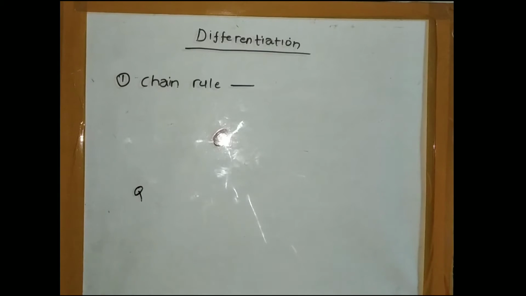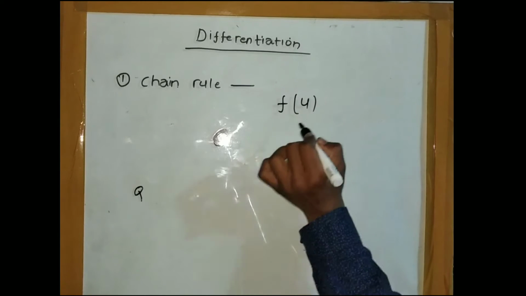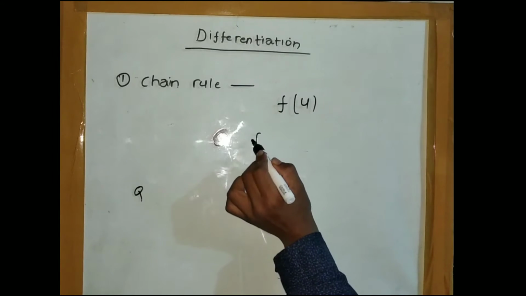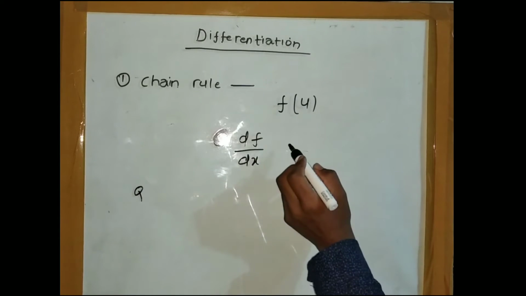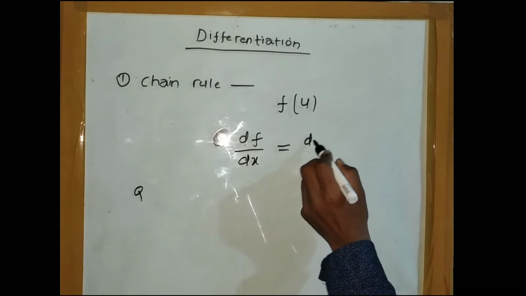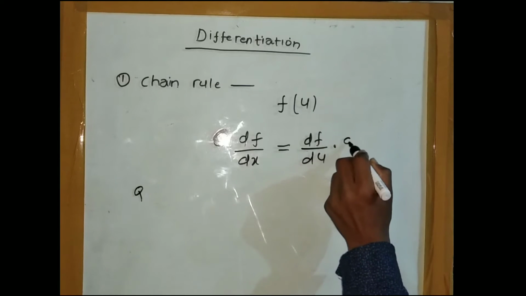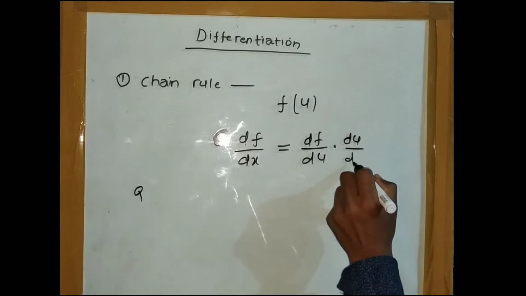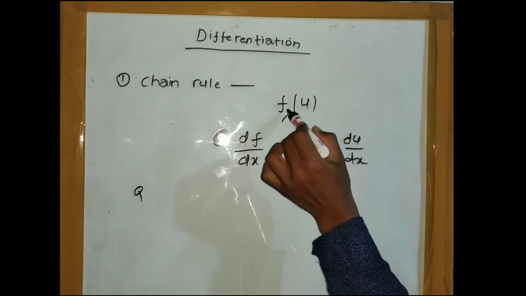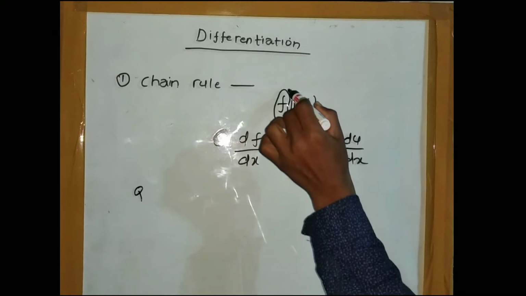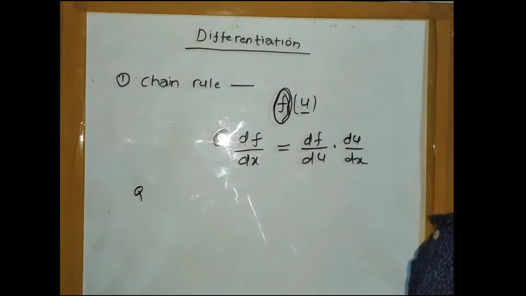Suppose the function is f of u and we have to find df by dx. Then we first find del f by del u and then we multiply with del u by del x. Means we first find the derivative of the outside function, then we find the derivative of the inside function.